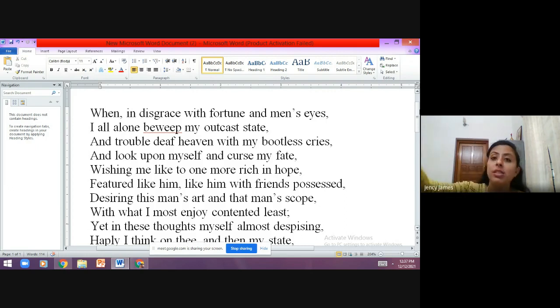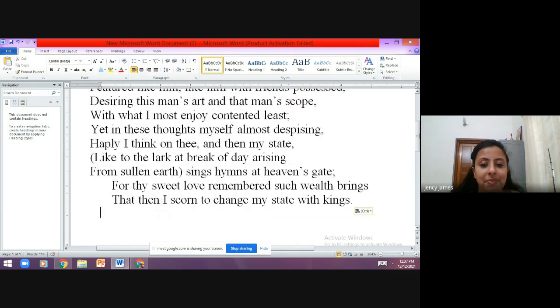See, he has good fortune. He has a prosperous life. I want to be like that person with all prosperity, with all hopes, with all dreams, with all wealth and beauty, handsome, everything. I want to be like that. With what I most enjoy, contented least, I'm not able to enjoy now. See, all these things used to make me very happy. But now I'm not able to enjoy the things that used to make me happy. All right? Yes.